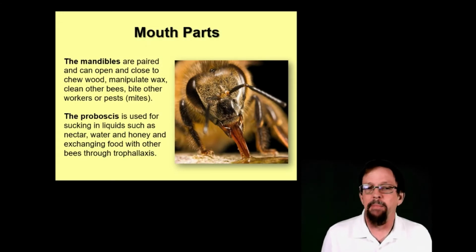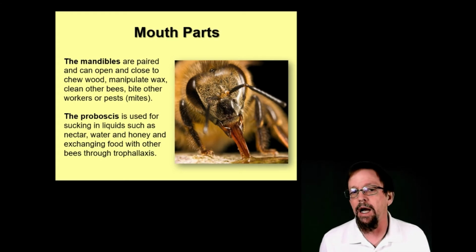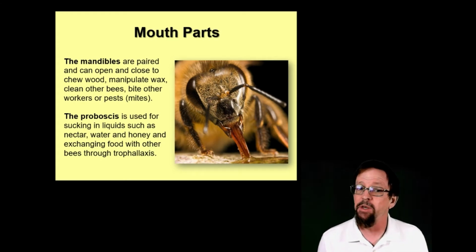Mouth parts. The mandibles are paired and can open and close to chew wood, manipulate wax, and clean other bees. Also, they bite other workers and pests such as mites. The proboscis is used for sucking liquids such as nectar, water, honey, and exchanging food with other bees through trophallaxis.